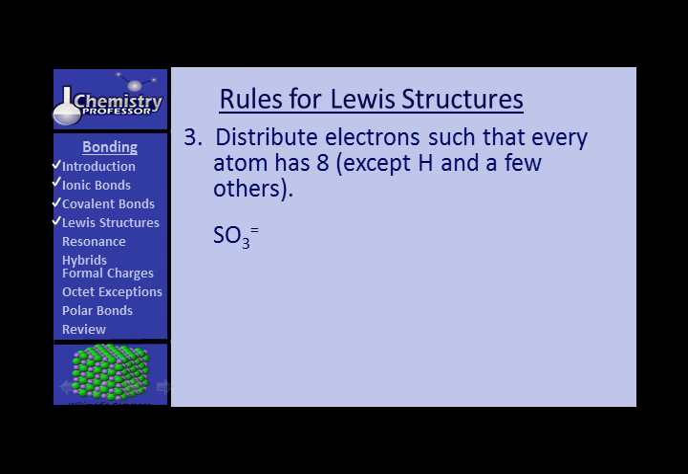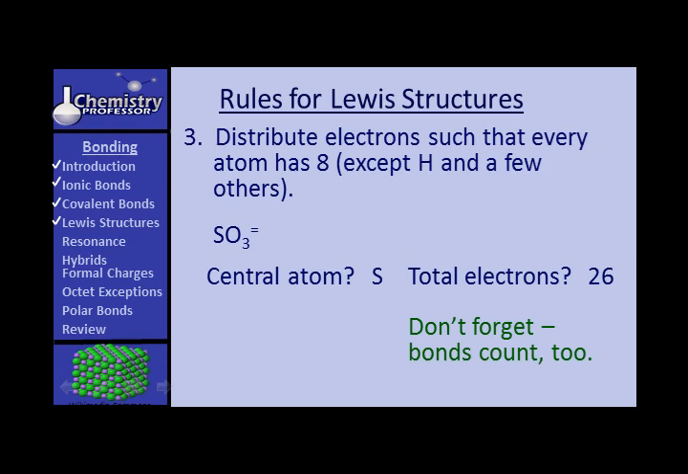All right, let's try the sulfite radical. What's central? Well, the central atom, yeah, is sulfur. And what's the total number of electrons that we have to deal with? Stop and figure it out. I'll wait for a minute and give you a chance to count the number of electrons we have to have. Did you get 26? Well, I'll show you where they go. Just remember, don't forget when we're counting these electrons that bonds count also.